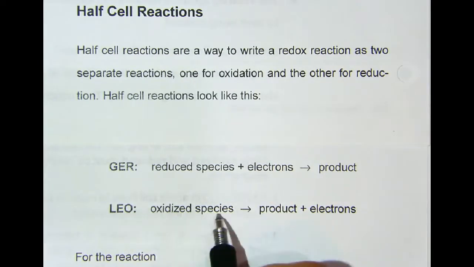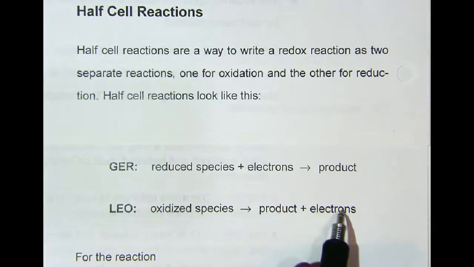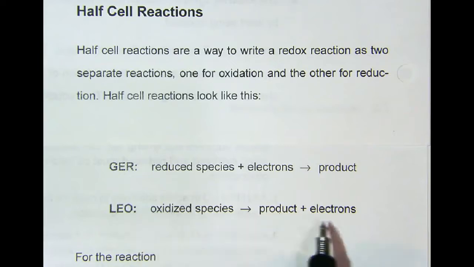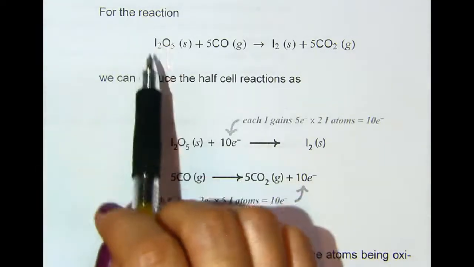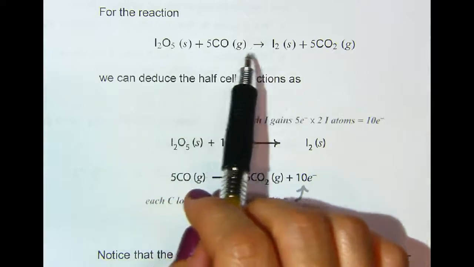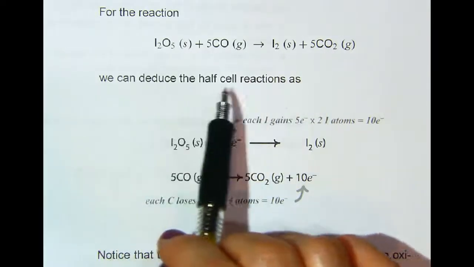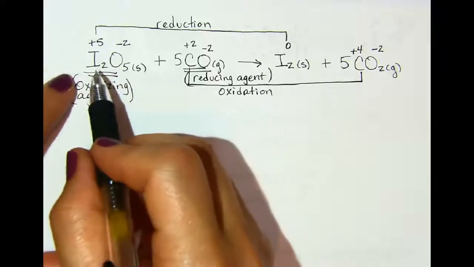The oxidized species yields the product plus electrons. So notice electrons are found as a product, which means they are being lost. Losing electrons is oxidation. The electrons are lost on the product side. So for the reaction we just looked at, I2O5 plus 5CO yields I2 and 5CO2. We can deduce the half-cell reactions as follows.